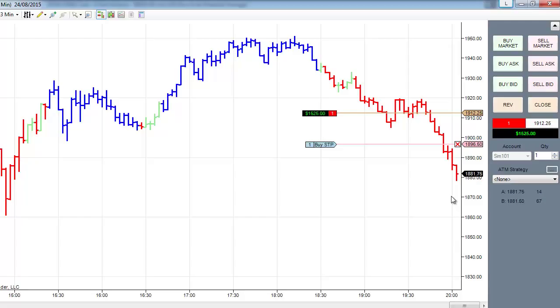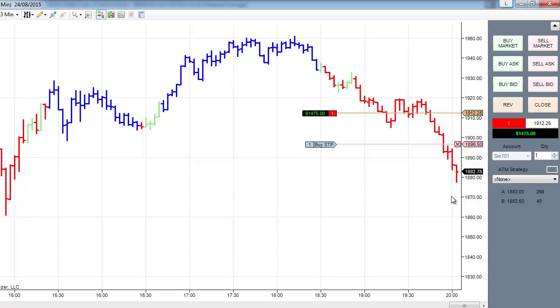guaranteed profit now of, what have we got? $1,100 locked in. Maybe more, to be quite honest with you. What is it? 1912.25 and 1896.50, yeah. Yeah, 15 points, yeah. We're locking in $787, so it's not bad going.